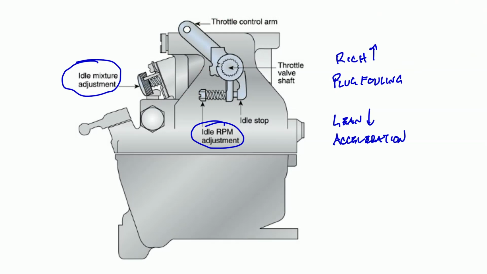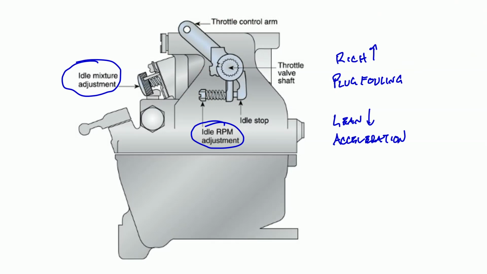If our RPM is perfect, great, we're done. We don't have to worry about it. If the RPM is too high, then what that means is our throttle plate inside here needs to close further. So we need a little more travel on this throttle control arm to be able to bring the idle RPM down. What that means is we take this screw right here and we back it out a little bit so that this idle stop can move just a little bit further.